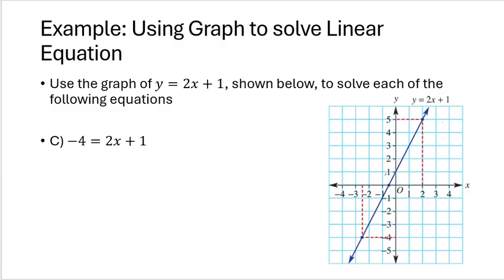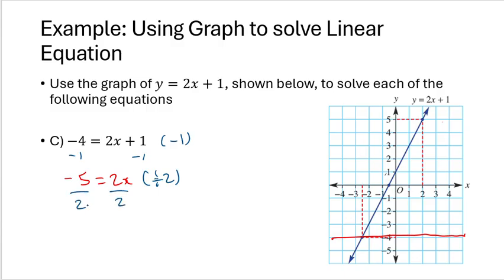And then finally, when does the line cut y equals -4? So let's just solve it normally. Subtract 1 from both sides. So I'm left with -4 minus 1 is -5, which equals 2x. And then finally, you divide both sides by 2, which equals -5/2.